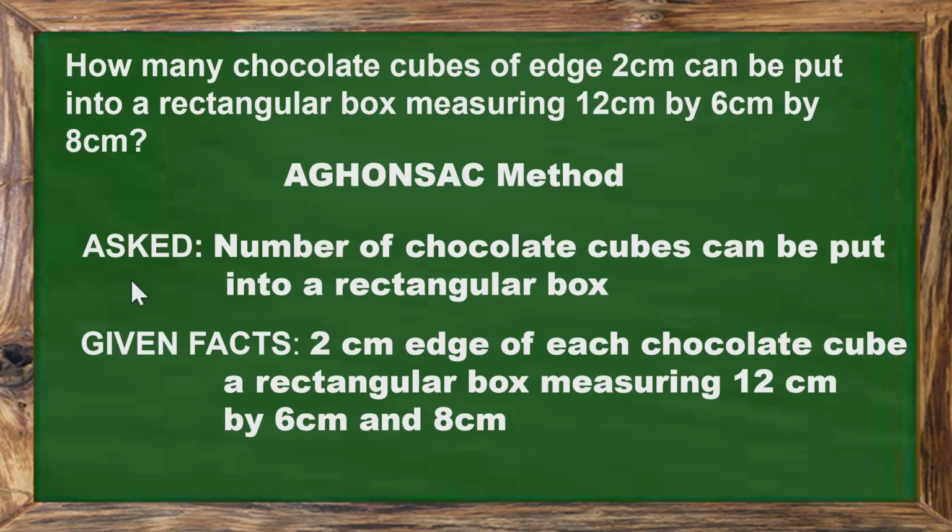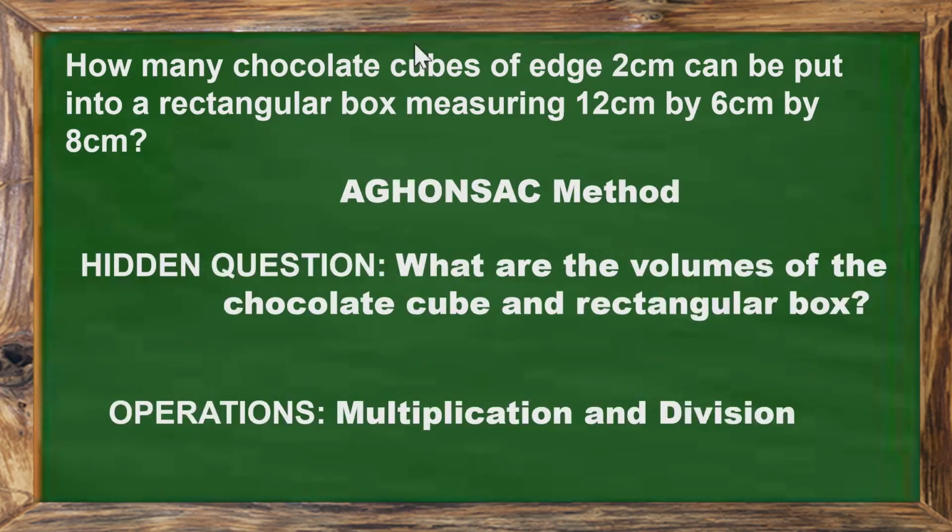A, asked. So, ano po yung tanong? Ang tanong po ay, number of chocolate cubes can be put into a rectangular box. Ilang piraso ng chocolate cubes ang mailalagay doon sa box? Next, G, given facts. 2 centimeters edge of each chocolate cube, a rectangular box measuring 12 centimeters by 6 centimeters and 8 centimeters.